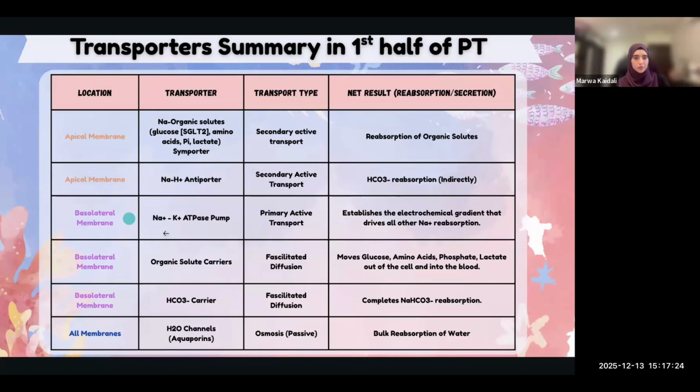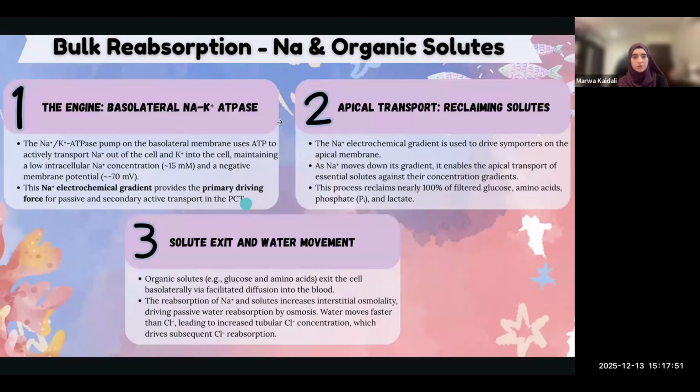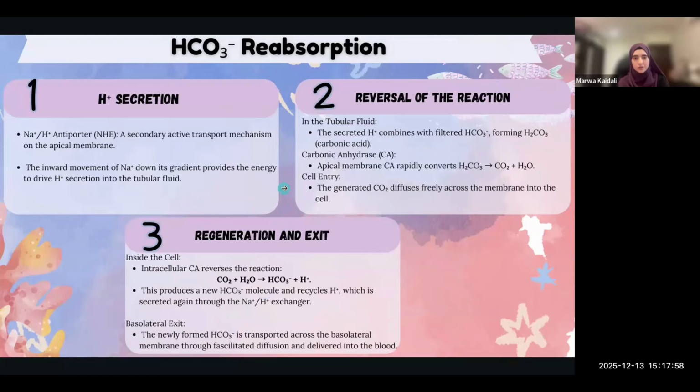Then on the basolateral membrane, we're going to have a sodium potassium ATPase pump, which will help establish the electrochemical gradient that we saw earlier. We're also going to have the organic solute carriers, which are going to take the solute out of the cell. And then we're also going to have a bicarb carrier, which is going to help reabsorb bicarbonates. And throughout all of the membranes, we're going to have water channels for water reabsorption, which is very important here. Now, this is everything that I explained in words because I know that I talked a lot. So this is everything in words. You can go over it.